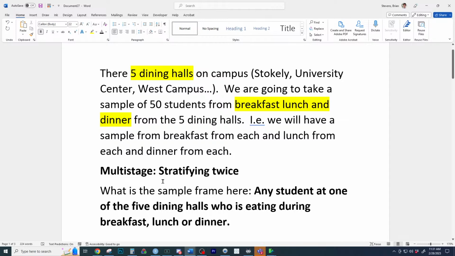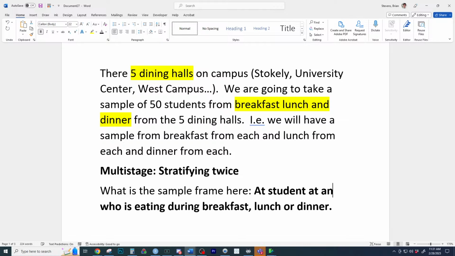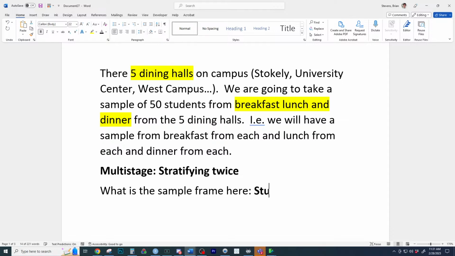What does this sound like to you? Any student at one of the 5 dining halls, like any student at any dining hall who is eating breakfast, lunch, or dinner. It almost sounds like students who eat at the dining halls.